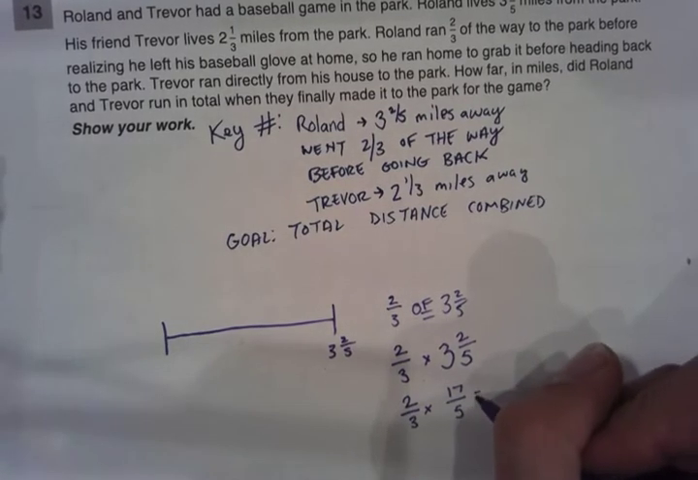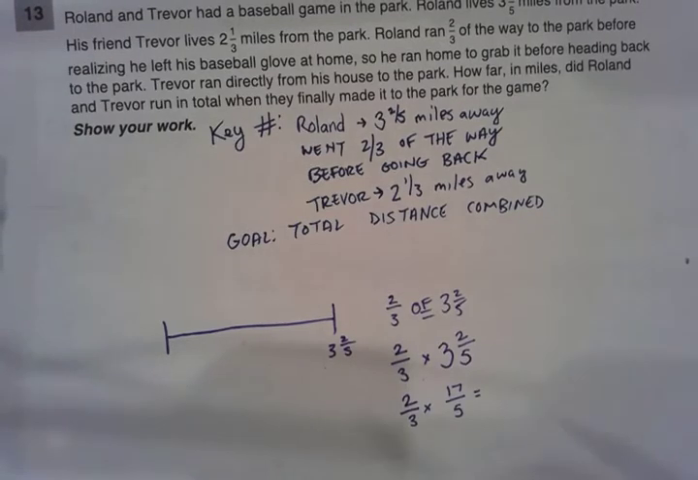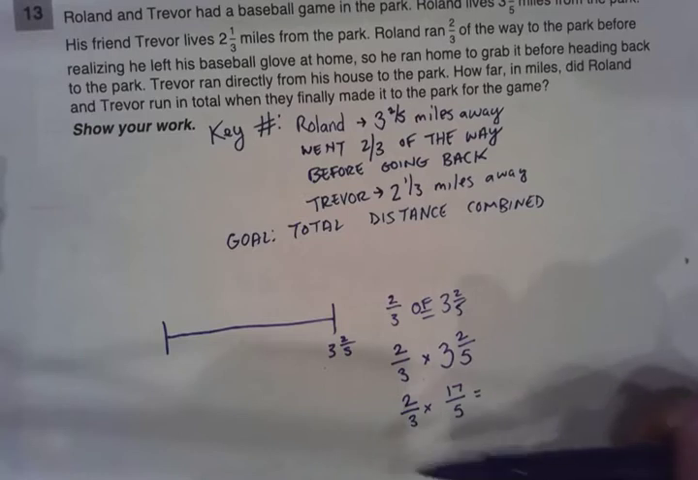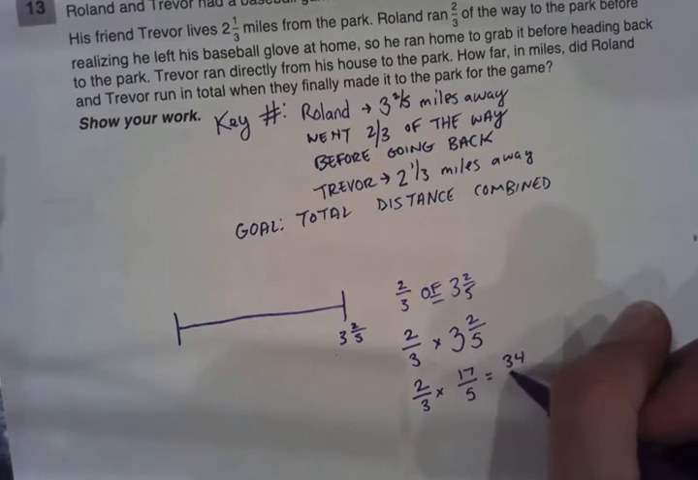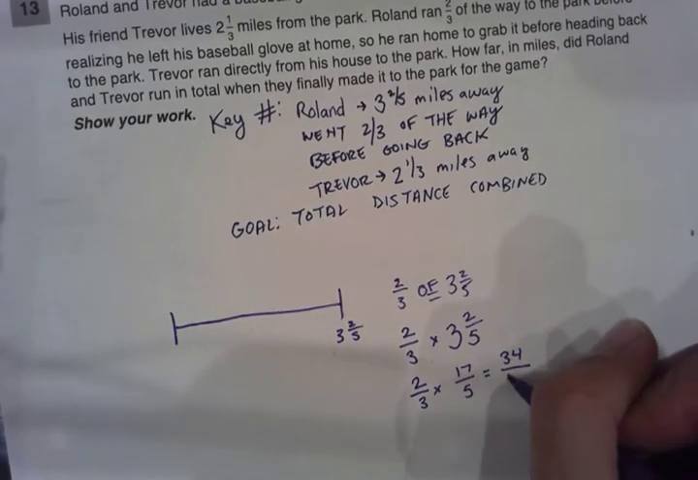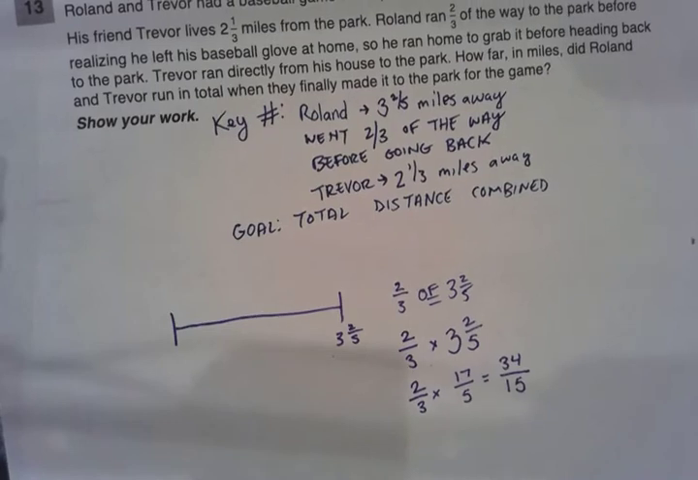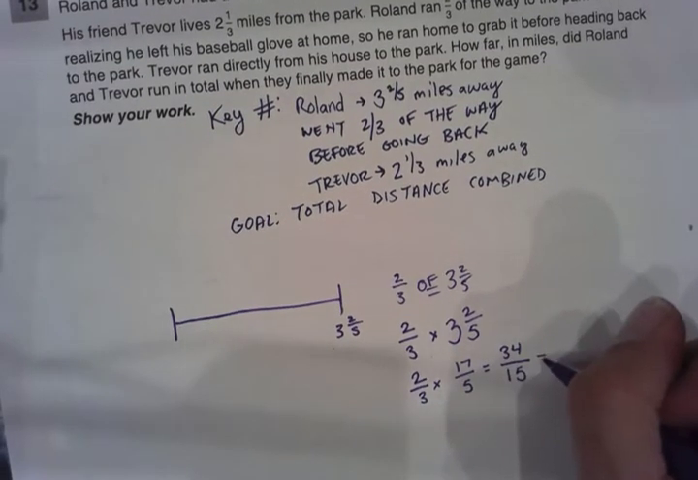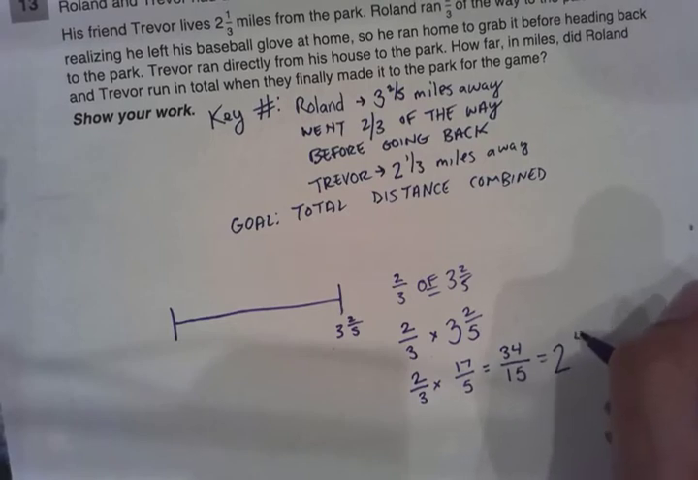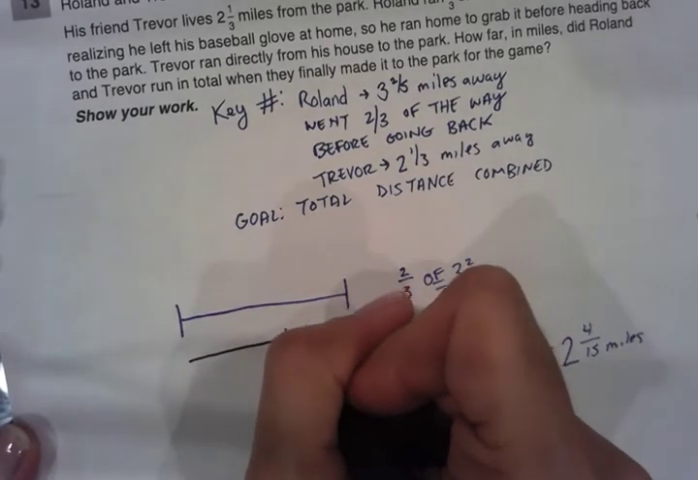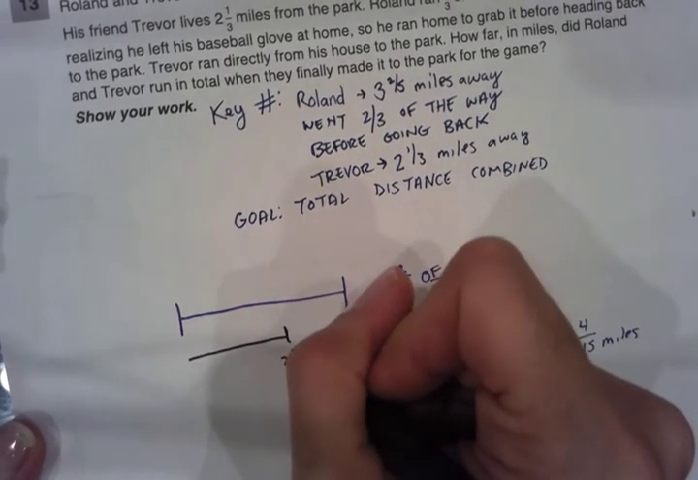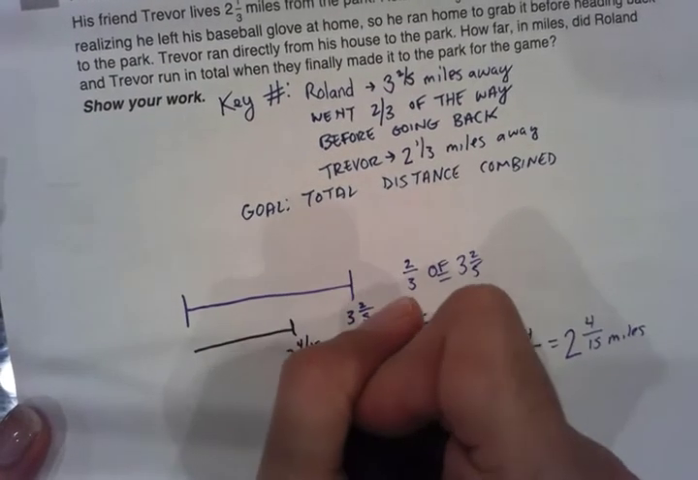Now we just multiply. When you're multiplying, it's really important that you multiply numerator with numerator and denominator with denominator. So 17 times 2, that's going to be 34. And 3 times 5, that's going to be 15. Now let's go ahead and turn this into a mixed number. And that's going to be 2 and 4/15 miles. So now we know that Roland went 2 miles and 4/15 miles. Then he went back home.